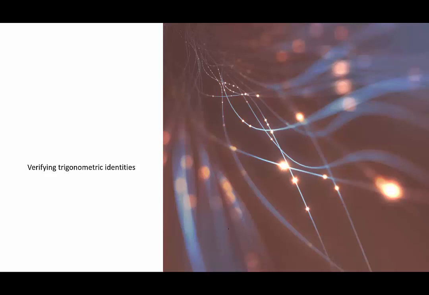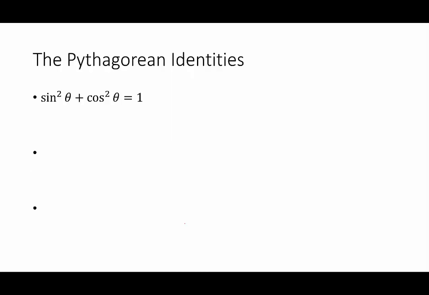In this video, we're going to look at verifying trigonometric identities. Before we get started on that, let's review the three Pythagorean identities. The first one, which we should all know and love, is sine squared theta plus cosine squared theta equals 1. The other two we can derive directly from it. That way you only have to memorize this one, and then you can always figure out the other two based on this. My theory is the less you have to memorize, the better off we all are.